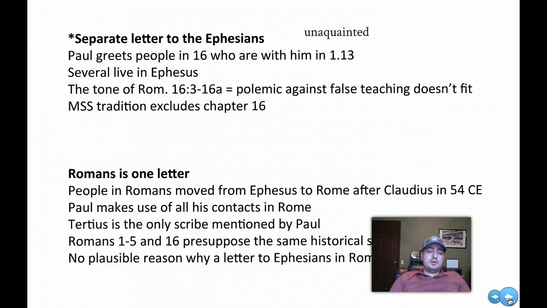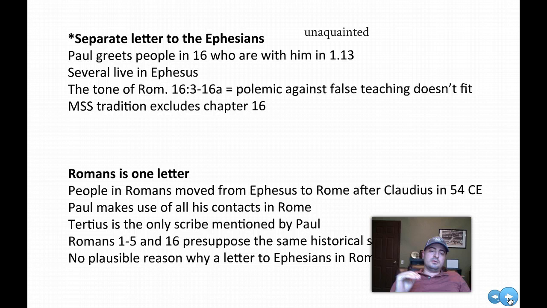And Peter Lampe, L-A-M-P-E, he's a German, he believed that Romans 16 was written to the Ephesians, and that's why I was convinced by Lampe that Romans 16 didn't belong in Romans. But Schnelle argues that Romans is one letter, and he explains these points in order here.